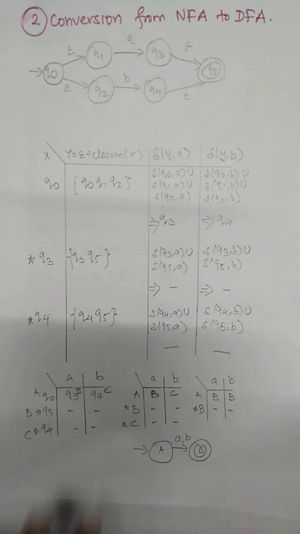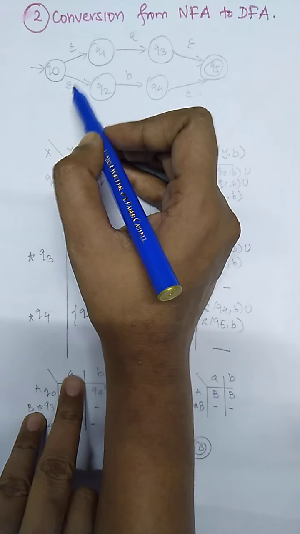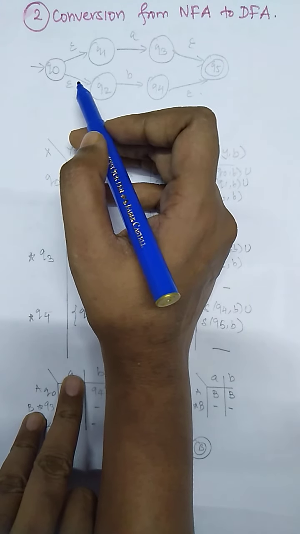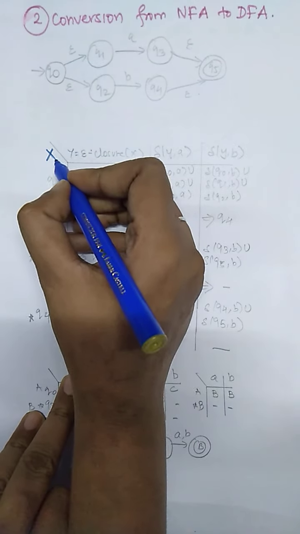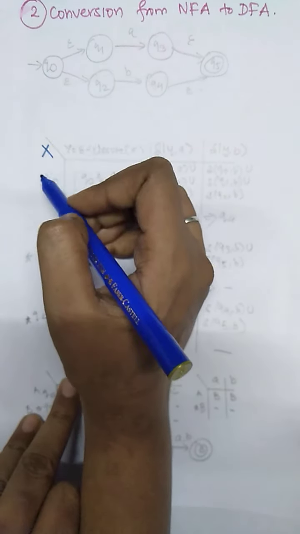So we are going to convert the given NFA to DFA. As in the diagram epsilon is present, so this is an NFA with epsilon moves. So how are we going to convert? For conversion, we have to find x. What is x? Whatever states we are going to consider. What is y? Y is nothing but the epsilon closure of x.